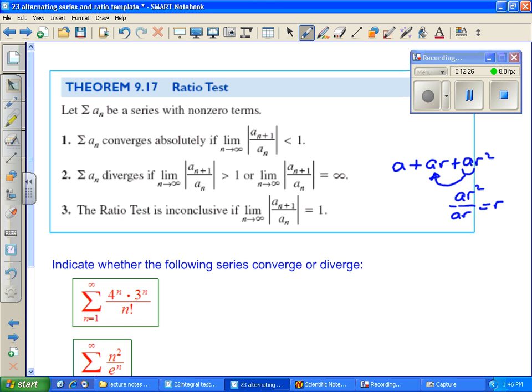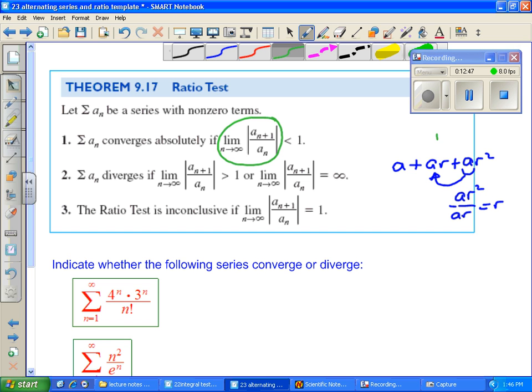Your common ratio r, right, for the geometric. So this one is saying, take the ratio of a sub n plus 1 to a sub n. And in geometric, that ratio is fixed. It's a fixed number r. But this is saying it doesn't have to be fixed as long as the limit of that ratio is something less than 1. And remember, for geometric, we needed that r less than 1.